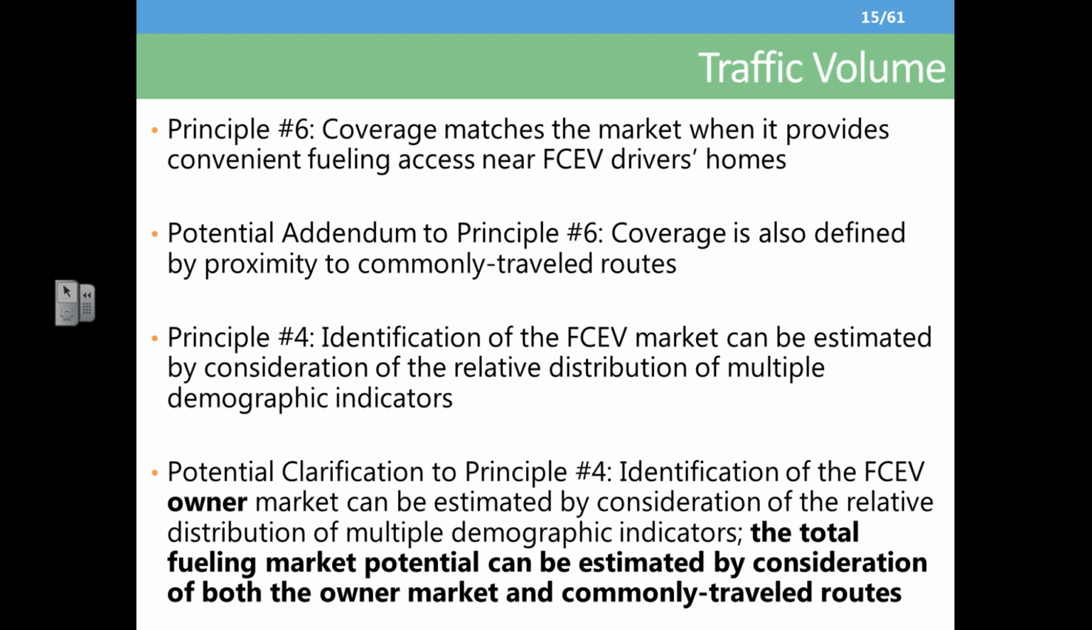And then also, instead of identification of the fuel cell vehicle market can be estimated by consideration of the relative distribution of multiple demographic indicators, we might need to clarify that identification of the fuel cell vehicle owner market is estimated by those indicators, but the total fueling market potential is actually estimated by that and the commonly traveled routes, right? So if maybe you have a neighborhood that's near a commonly traveled route, that might give you a better picture of the total fueling market potential in that area versus if you're only looking at where the first adopter markets live, right?